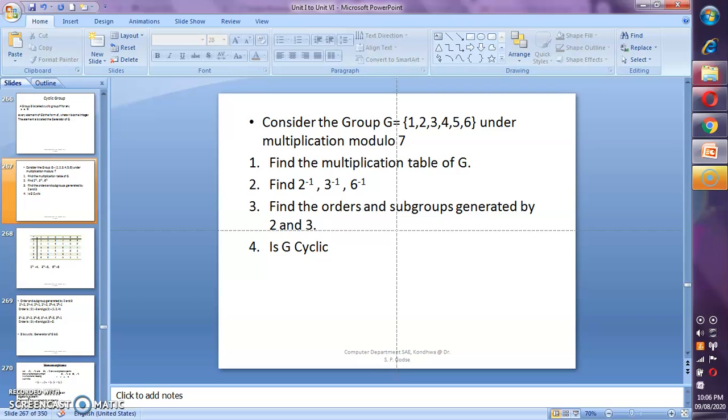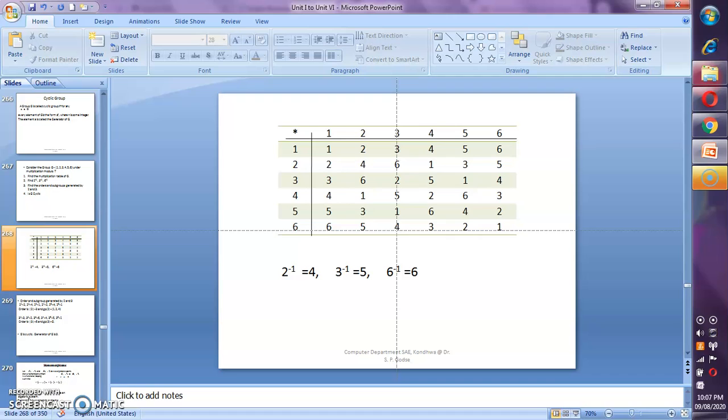So if you see the example, consider the group G containing the elements 1, 2, 3, 4, 5, 6 under multiplication modulo 7. In this example, first we have to find the multiplication table of G. Second, find the inverse of 2, inverse of 3 and inverse of 6. Third, find the order and subgroups generated by 2 and 3. And fourth, we have to find out whether the group G is a cyclic group or not.